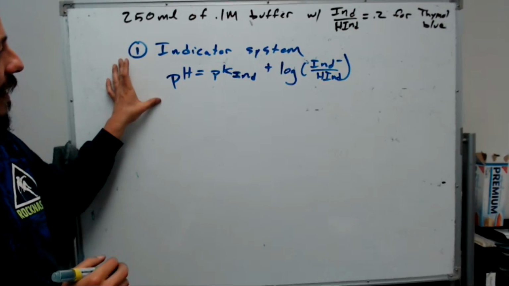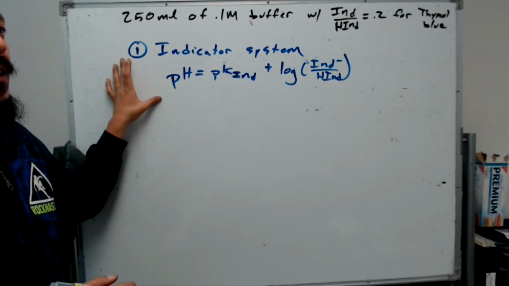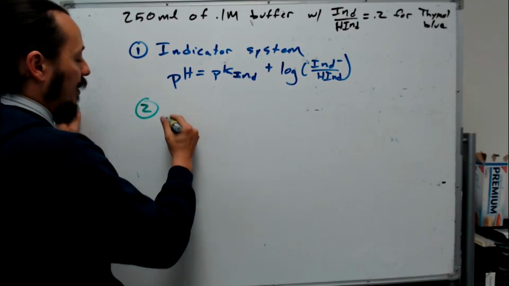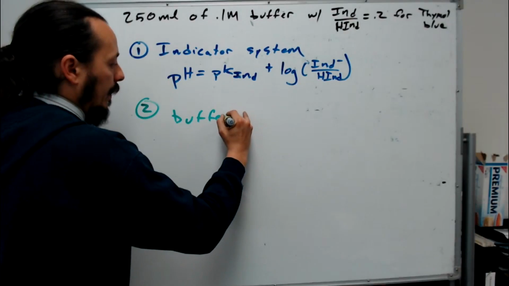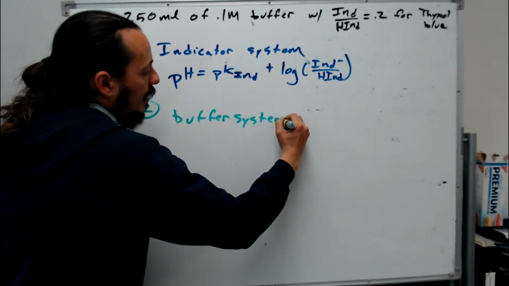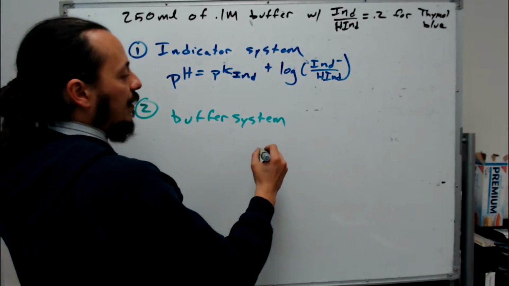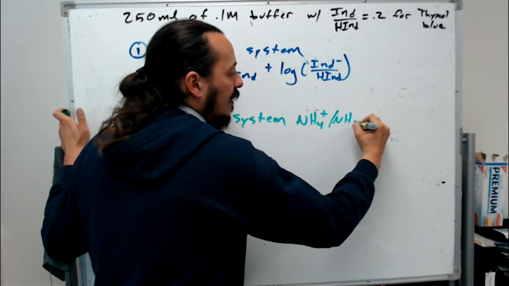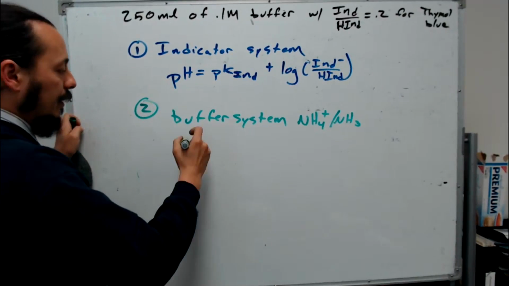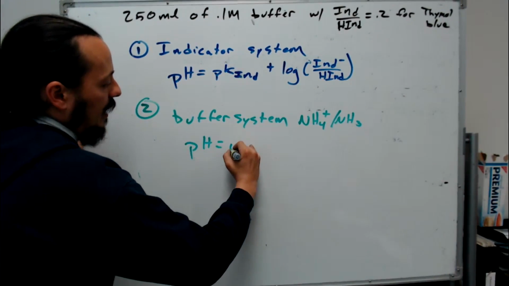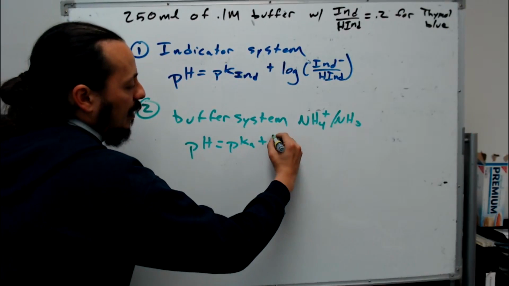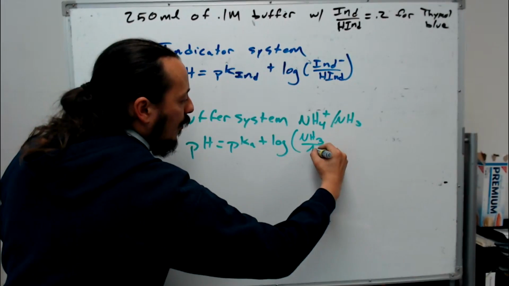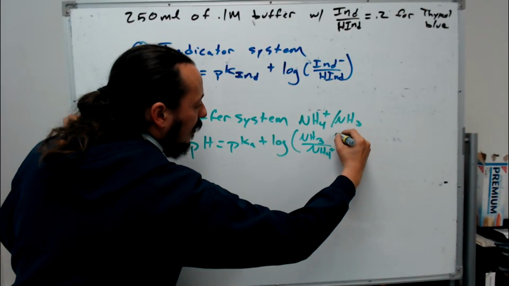Then our indicator system is what we're trying to control using our buffer system. In this problem, we're going to use a buffer system of NH4 plus and NH3. This will also use the Henderson-Hasselbalch equation, but we'll use pH equals pKa plus log of NH3 over NH4 plus.